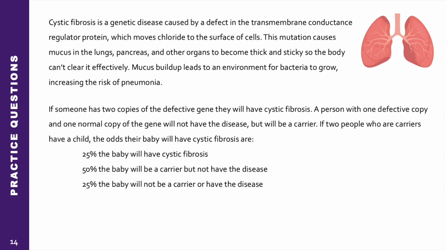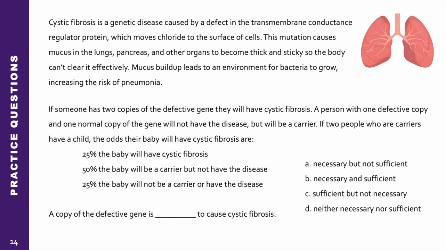If 2 people who are carriers have a child, the odds are 25% that the baby will have cystic fibrosis, 50% the baby will be a carrier but not have the disease, and 25% the baby will not be a carrier or have the disease. The defective gene is blank to cause cystic fibrosis.